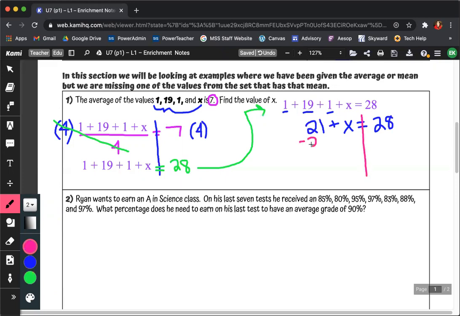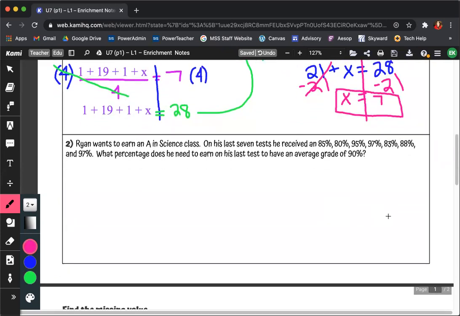We have positive 21. We're going to get rid of it by subtracting 21 from both sides. It cancels out on this side. We're left with just x equals 28 minus 21, which is 7. Let's look at another example.